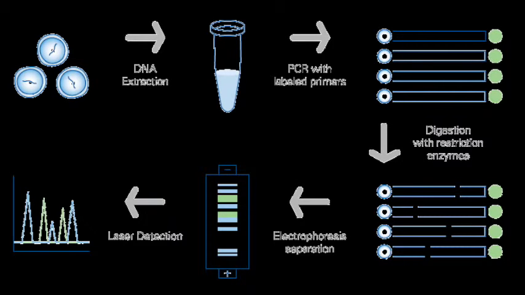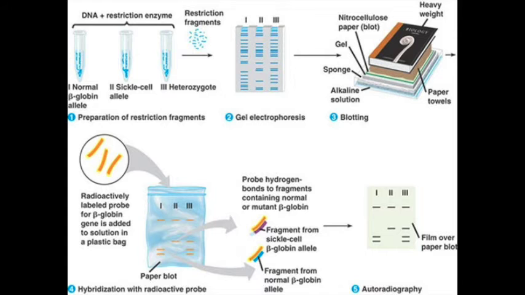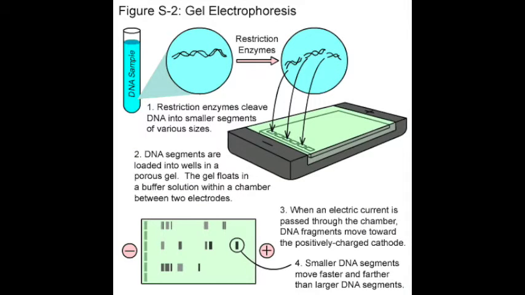RFLP is the process in which the DNA sample is broken into pieces by restriction enzymes, and the resulting restriction fragments are separated according to their lengths and by gel electrophoresis. Well, what is gel electrophoresis, John? Gel electrophoresis is a method for separation and analysis of macromolecules like DNA, RNA, and proteins, and their fragments based on their size and charge.